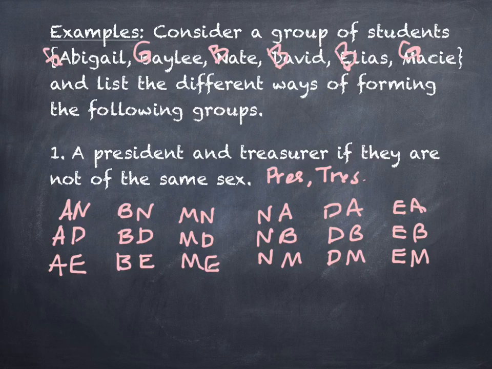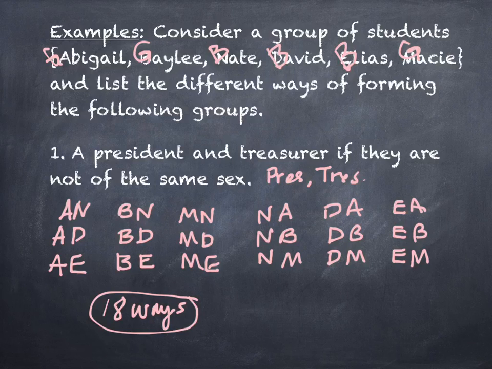Okay, so the goal is an organized list. How many do I have? 18. So there's 18 ways of doing this. I mentioned that because we're going to come back to this in lesson 2 and talk about that. So just note to yourself now that there were 18 ways that we found to make this happen. Okay?